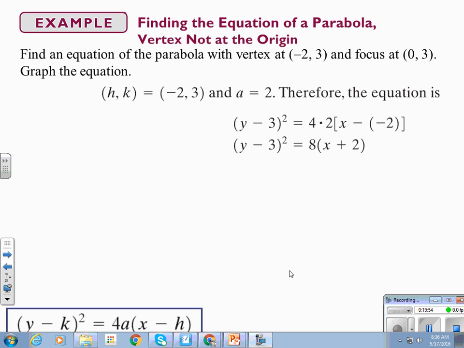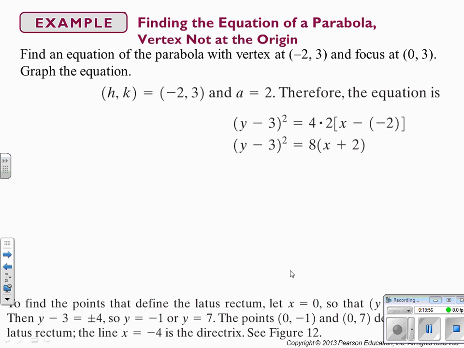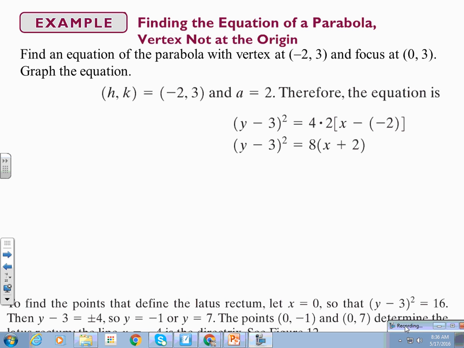We're going to go ahead and graph that. To graph it, we find the latus rectum, and our focus is at 0, so we go ahead and let x equal 0. So when we do that, we get y minus 3 squared equals 16. And we take the square root of both sides. We get y minus 3 is plus or minus 4.